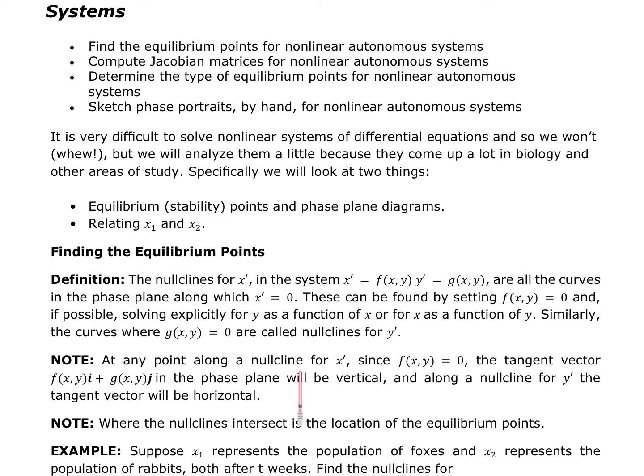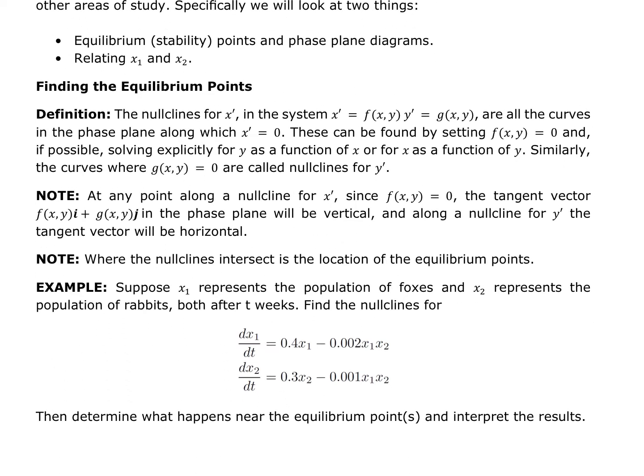Note, at any point along the null line for x prime, the tangent vector f of x, y i plus g of x, y j in the phase plane will be vertical. And along the null lines for y prime, the tangent vector will be horizontal. And that kind of makes sense, especially if you think about it in terms of Calc 4. A couple of things you might want to note is that the null lines intersect at the location of the equilibrium points.